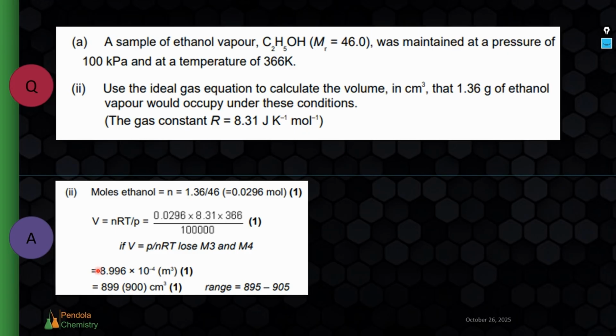And then you get 1 point for getting the answer in meters cubed, and then 1 point for getting the answer correct in the conversion to cubic centimeters. So you're able to get full points if you do it the way that we did, or you could do it separately like they did here, where you find n first and then plug n into the other equation. Either way is fine. It's whatever makes more sense to you.